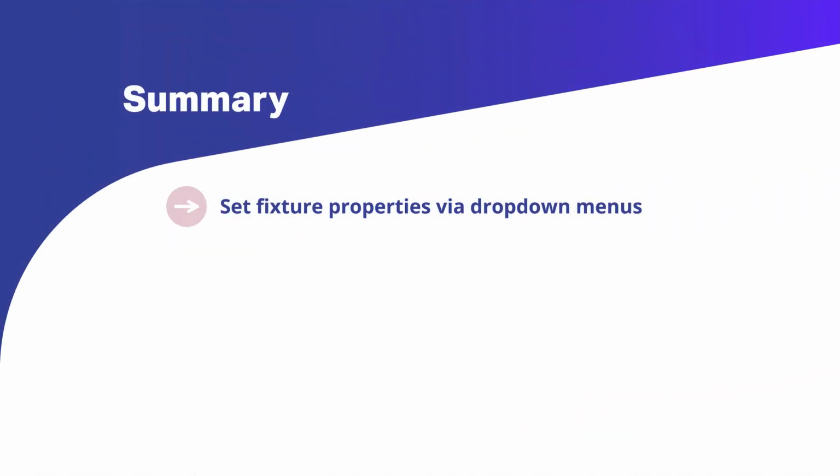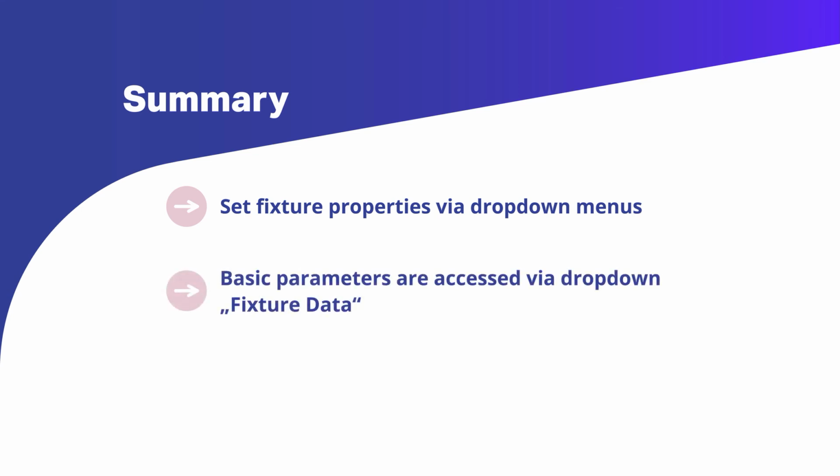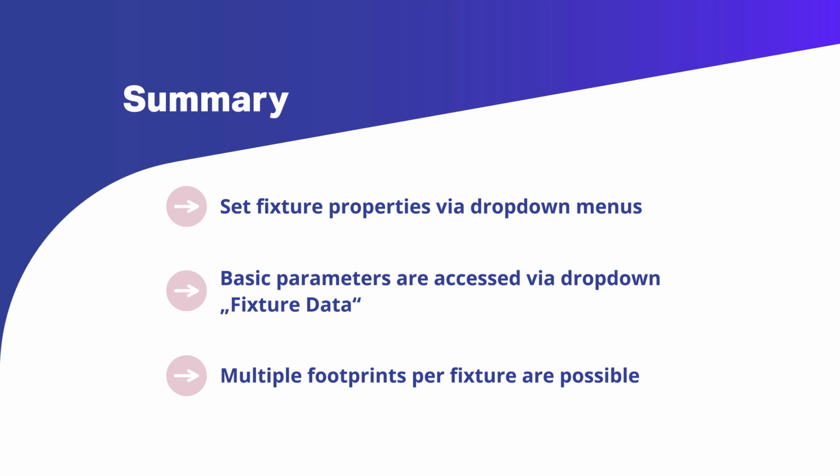Remember, fixture properties can be set using drop-down menus: Fixture Data, Fixture Design, and Electric and Data. Fixture Data stands for the basic parameters such as DMX mode and footprint. You can enter multiple footprints for each fixture.